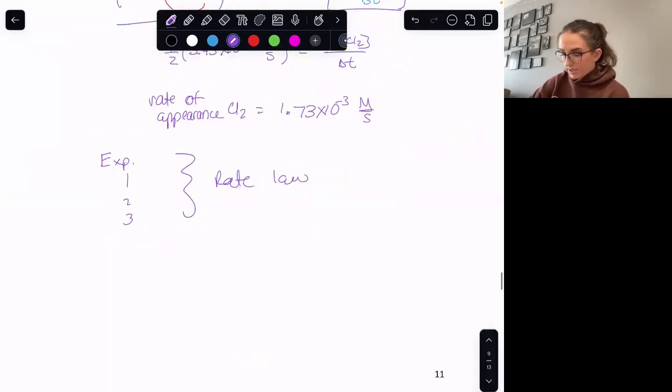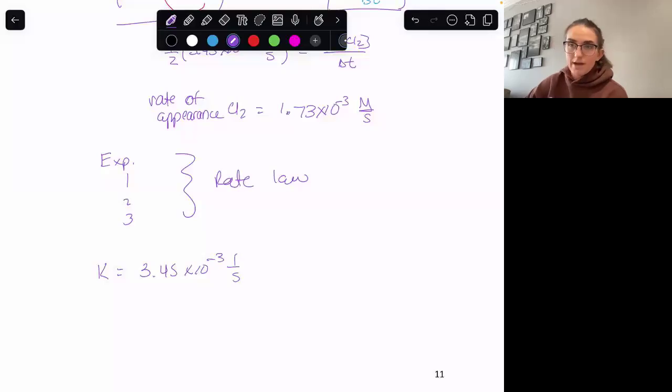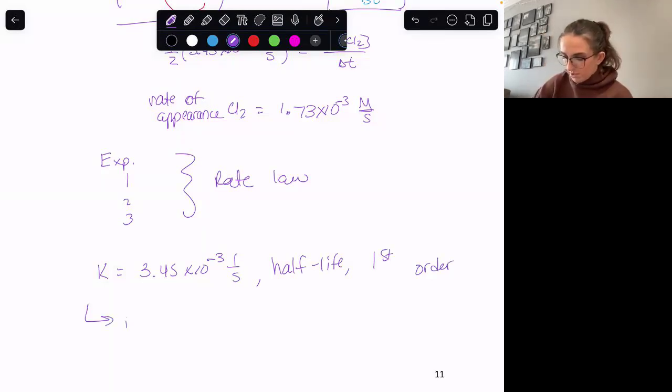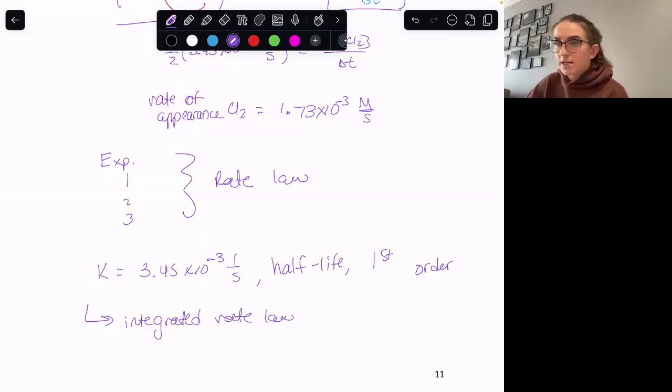And then if you have something where it tells you K is equal to 3.45 times 10 to the negative 3 per second, and it uses half-life, or you have two concentrations and you know the change in concentration, or it tells you it's first order, or it tells you it's second order, then you probably want to use your integrated rate law. Because you're already given information about little k, the rate constant, and you know what the reaction order is. So you don't need to find that out by doing experiments. The experiments have already been done for you.